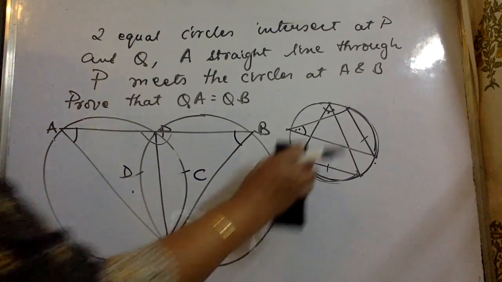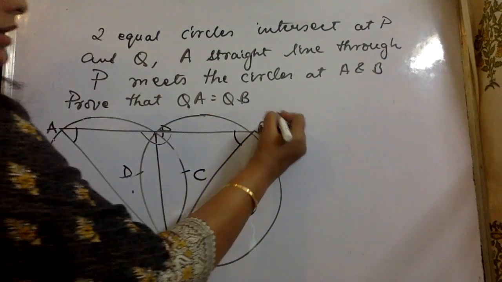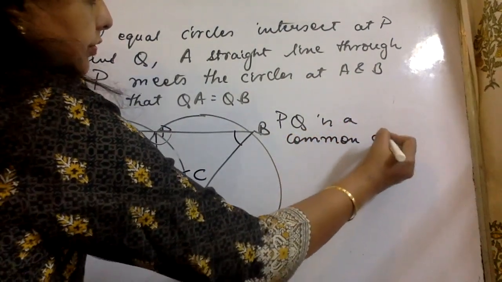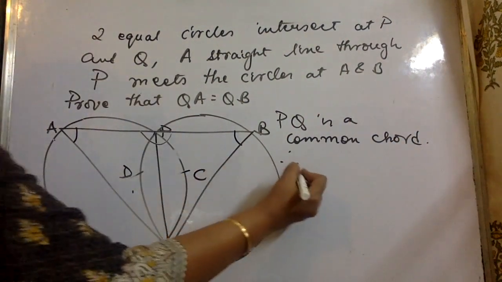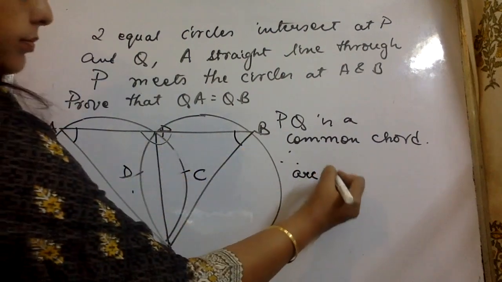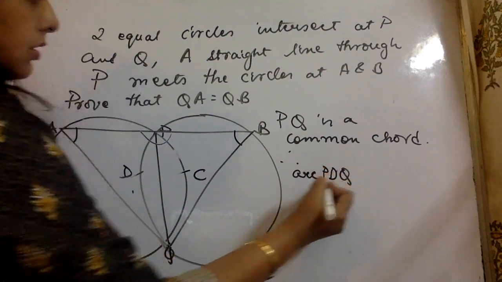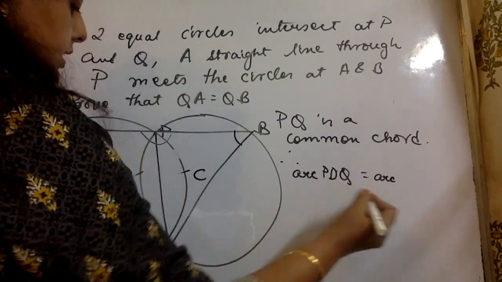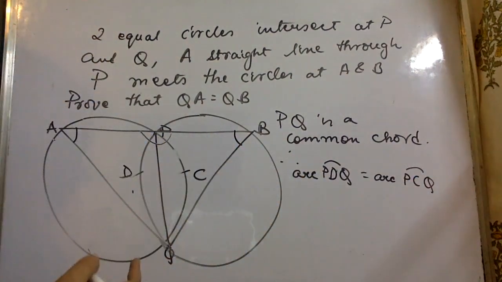So if arc PDQ is equal to arc PCQ, the angles subtended by them will be the same. Okay, so let us now proceed with the sum, how to write it, because sometimes students don't understand how to write it. PQ is a common chord, so it's an equal chord, right? Therefore arc PDQ, remember you name an arc with 3 letters just like an angle, arc PCQ, this is what you put for an arc. So these two arcs are equal.